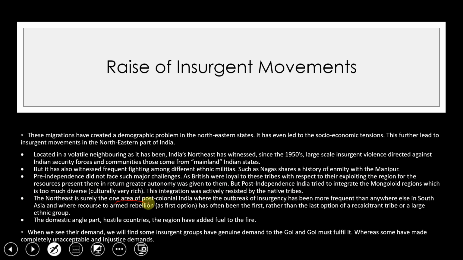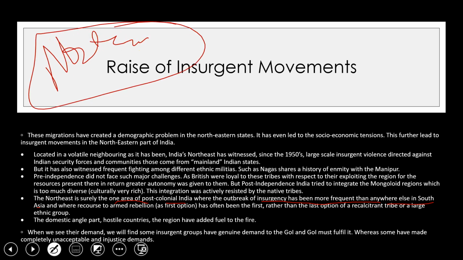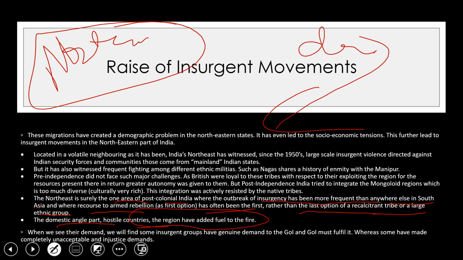The Northeast is surely the one area of post-colonial India where the outbreak of insurgency has been more frequent than anywhere in South Asia. The kind of insurgency and attacks that happened in this area, no other South Asian country faced. It is India only. With the support of outsiders, they were getting funds and weapons, and they were attacking. Recourse to armed rebellion has been the first option for them rather than the last option, for the recalcitrant tribes or large ethnic groups, and the angle of hostile neighboring countries has added fuel to the fire, like help from countries like China to those insurgent groups, acting like throwing petrol on a fire.